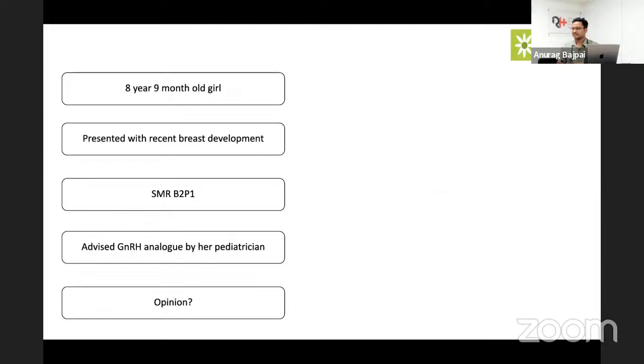Do you think this girl requires treatment? 8-year, 9-month-old girl, B2, P1. What is required here, Abhishek, before you decide treatment? Bone age, uterine size, LH, FSH. Generally, beyond 8-year onset, we don't talk about treatment. Any answers? So all of you are encouraged to write on the Q&A for the answers.